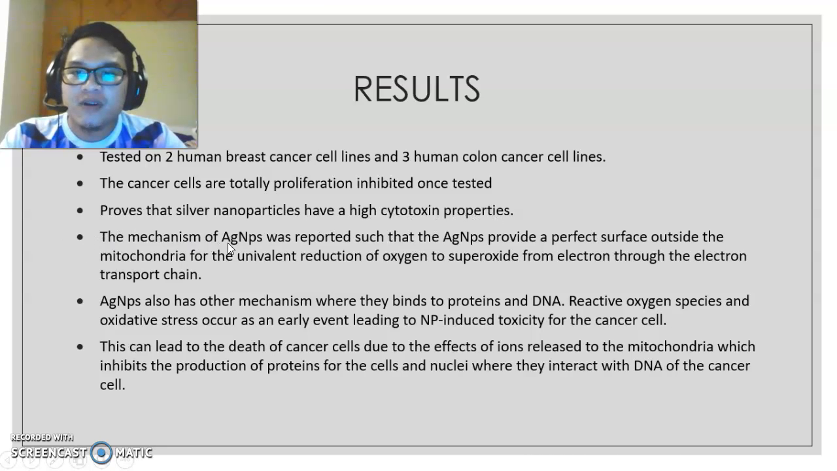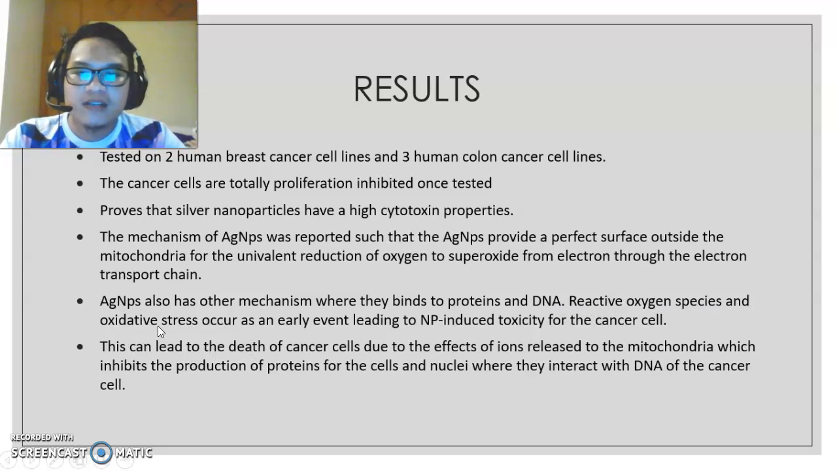The mechanism of AgNPs, which are silver nanoparticles, was reported such that the silver nanoparticles provide a perfect surface outside of the mitochondria for the univalent reduction of oxygen to superoxide from electrons through the electron transport chain. Silver nanoparticles also have another mechanism where they bind to the proteins and DNA of the cancer cells.